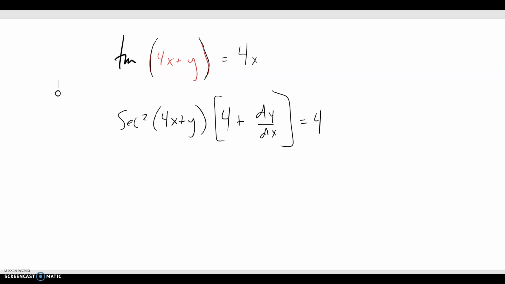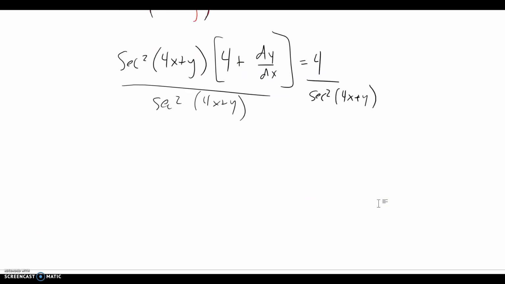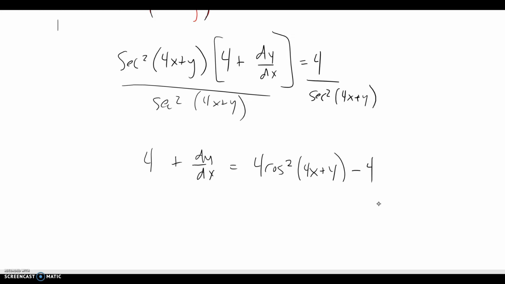Okay, so now solve for dy/dx. Well, I'm going to divide both sides by secant squared of (4x plus y). And of course, dividing by secant squared is the same thing as multiplying by cosine squared. So we might as well change it to cosine. That gives me 4 plus dy/dx equals 4 cosine squared of (4x plus y). And then I'm going to subtract 4 from both sides, and I get that.